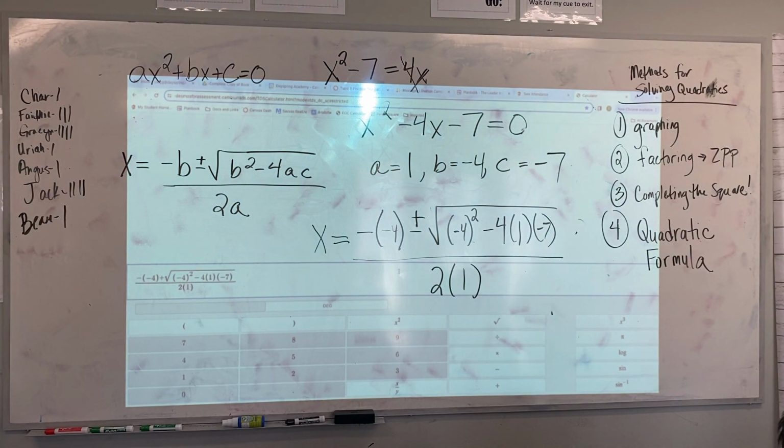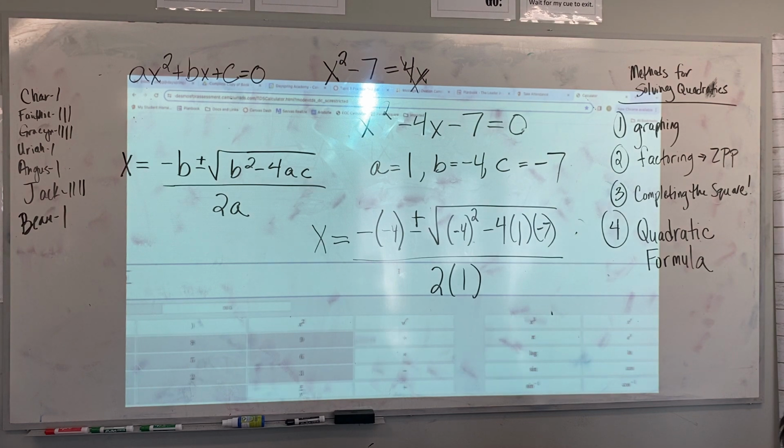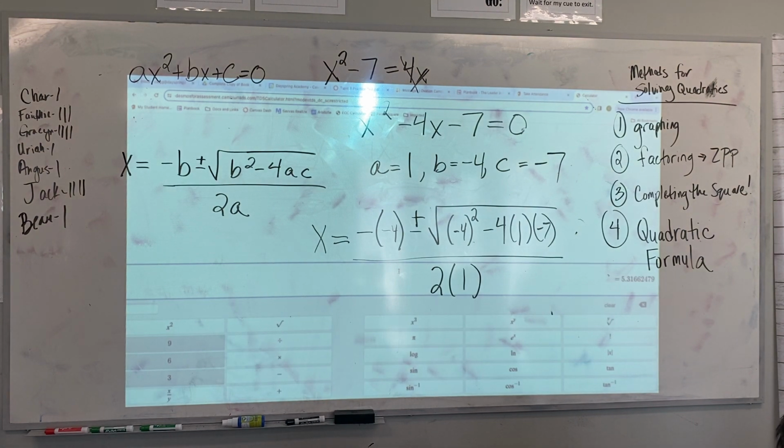Now I'm just going to scroll. I zoomed in here, so I have to scroll over to my solution. And it's quite a long number. It's not a rational number, but it is... now you just round it.